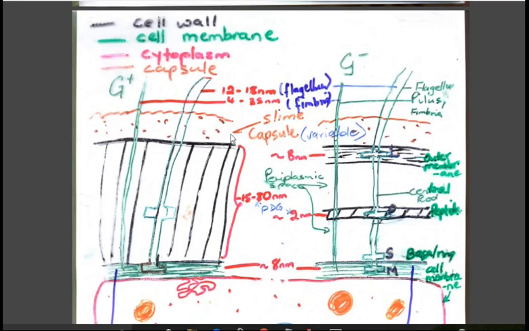In addition, this diagram has got dimensions here. It tells you how thick each part is. Okay, this is the gram-positive wall, and this is the gram-negative wall. This is peptidoglycan, and in the gram-positive wall, it is 15 to 80 nanometers thick. Here, this is the only part which is peptidoglycan.